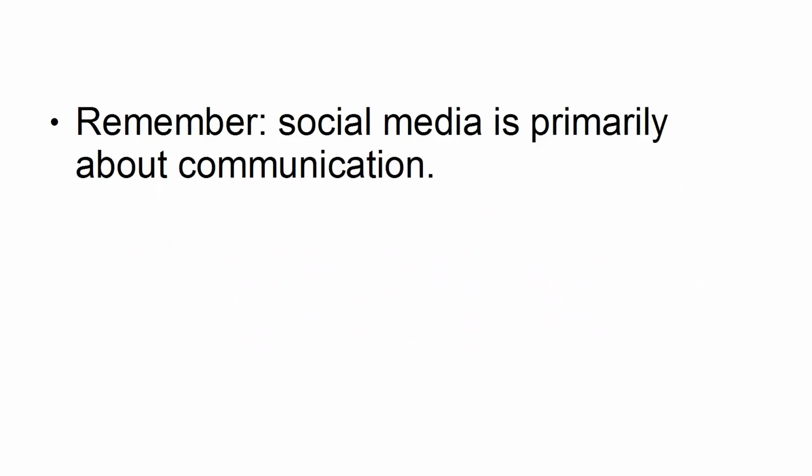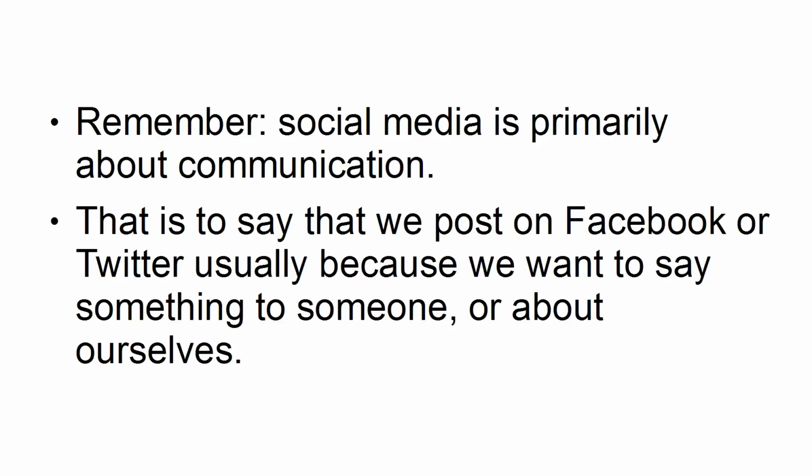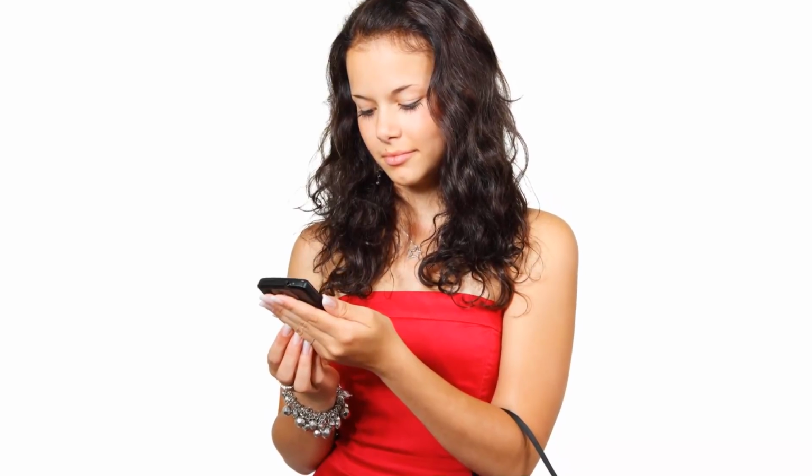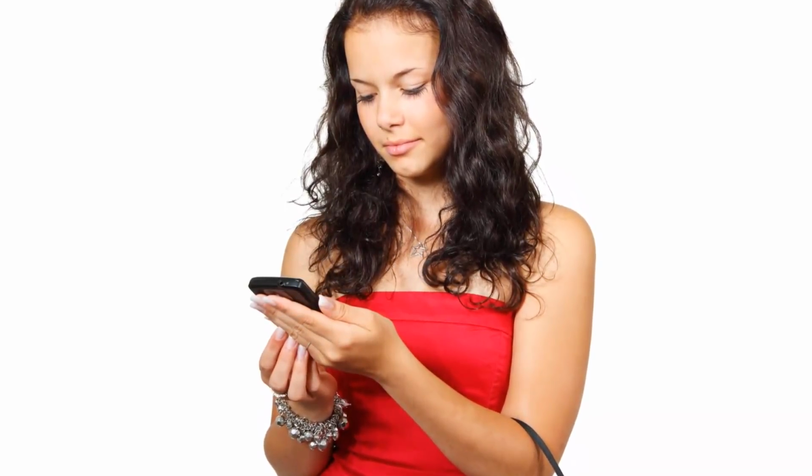3. Write for a specific person. Remember, social media is primarily about communication. That is to say that we post on Facebook or Twitter usually because we want to say something to someone or about ourselves. For example, one reason we often share things on Facebook is because of what that says about us. We share things that we associate with, to tell our friends a little about who we are. The other reason we share is because we think someone will like a specific post, and we want to let them know we're thinking of them.